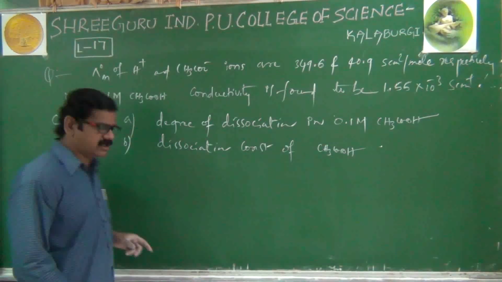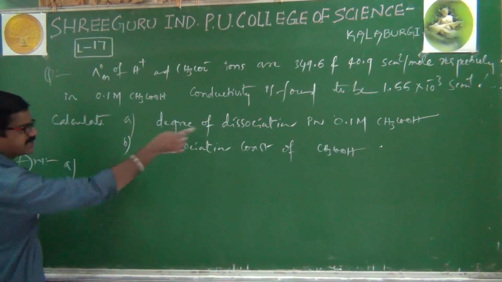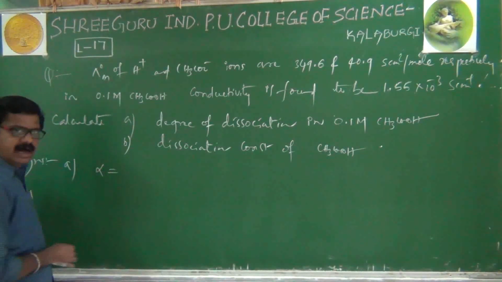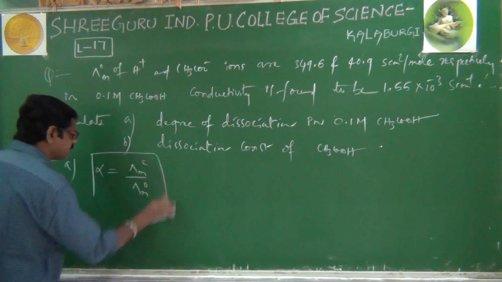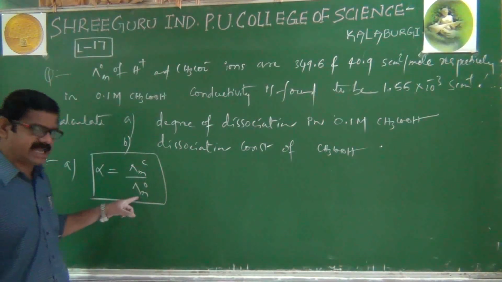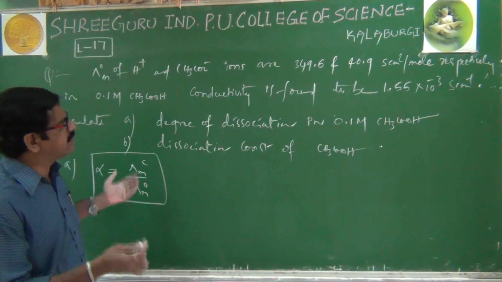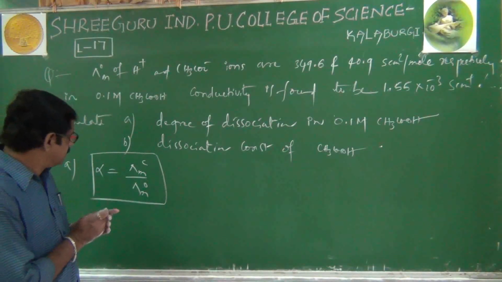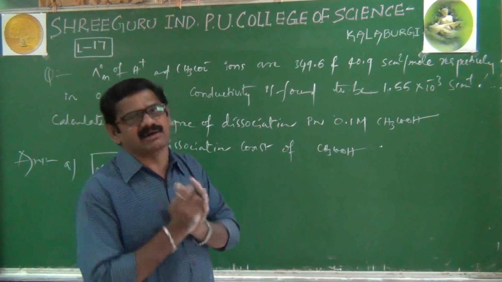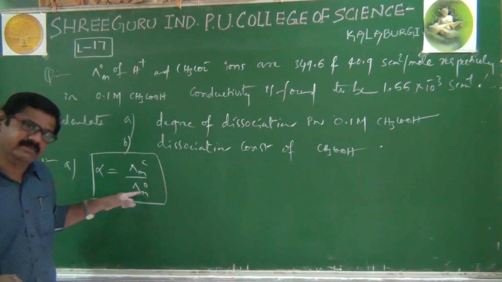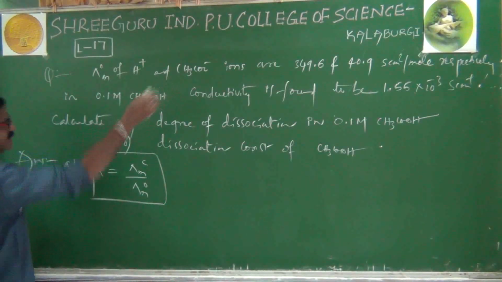Right, we will calculate both. First we will write the answer for A, that is, the degree of dissociation alpha. Alpha is equal to lambda mc by lambda m naught. This is our formula. Then we have to see whether lambda mc and lambda m naught are available or not. Lambda mc is the molar conductance at a given concentration, and lambda m naught is the limiting molar conductance. First I will calculate the limiting molar conductance of acetic acid.